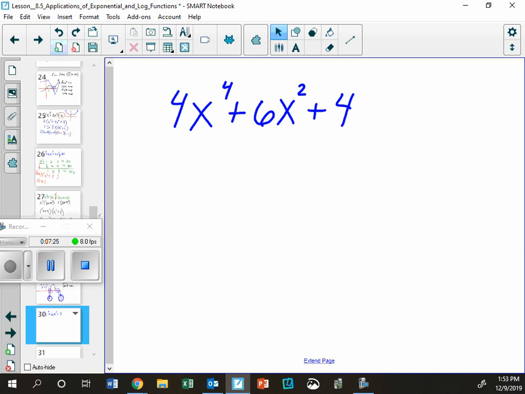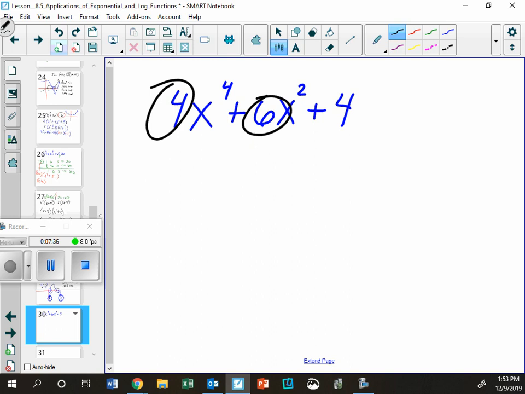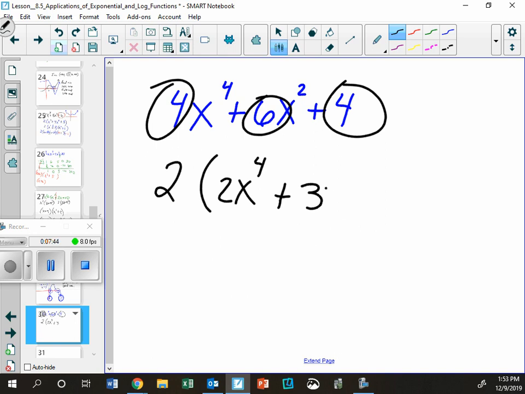For some of you, it's snipe. You're always looking for snipe. It's always snipe hunting. Some of you are hunting for the GCF. That's what we're hunting for. The 2 goes into everything, and then you have 2x to the 4th plus 3x squared plus 2.